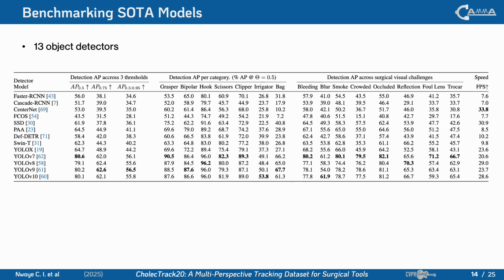We benchmark 13 state-of-the-art detectors. YOLO version 7 leads with 56.1% AP, followed by YOLOX at 44.2%. Deformable DETR and Swin-T perform competitively, while anchor-free models like CenterNet and FCOS demonstrate strong speed-accuracy trade-offs.